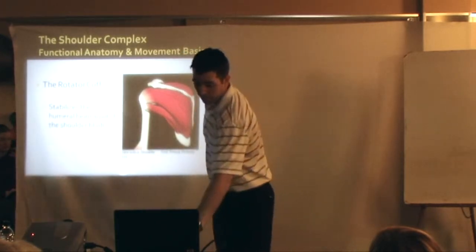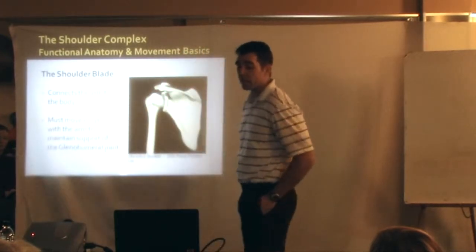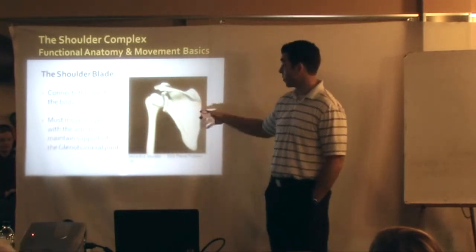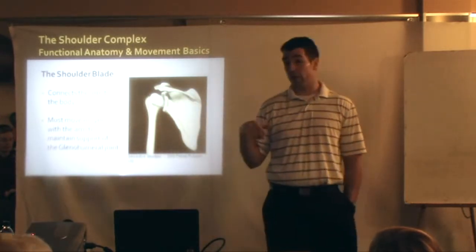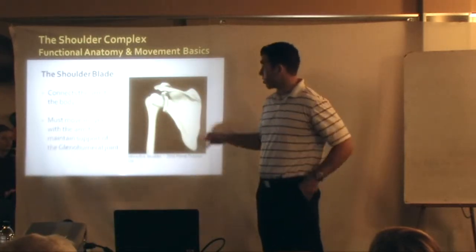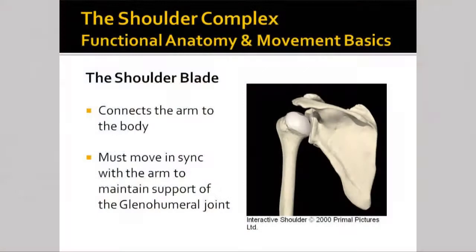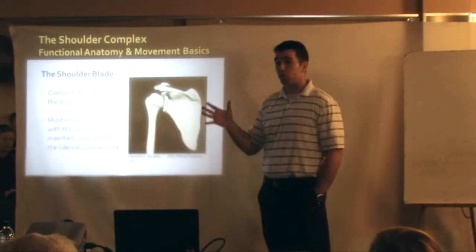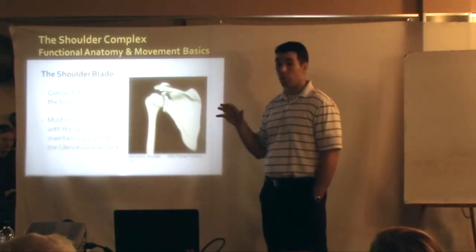Now, the second thing is the shoulder blade itself. The shoulder blade, of course, officially known as the scapula, is what connects the arm to the rest of the body. This is an important factor as well, because when we talk about shoulder movement, this shoulder blade actually moves a great deal. Whenever you move the arm up or across, and I have a little video of this in a moment, this shoulder blade actually rotates and slides and moves on the rib cage.